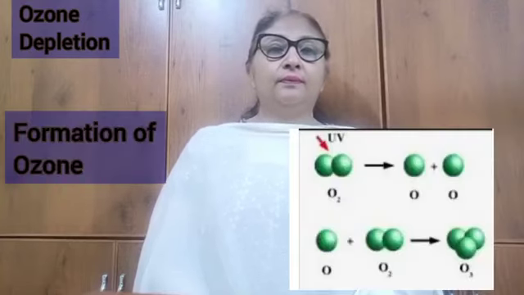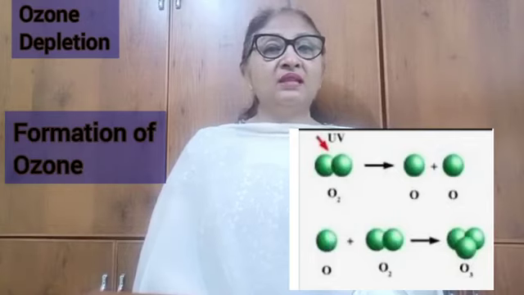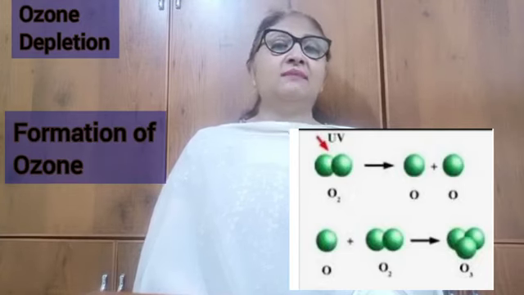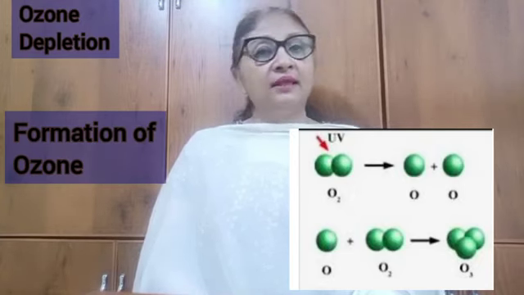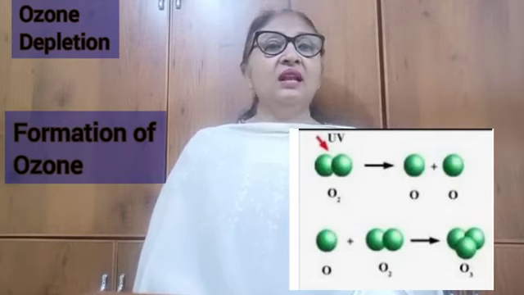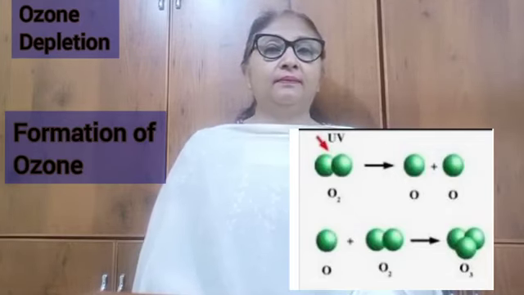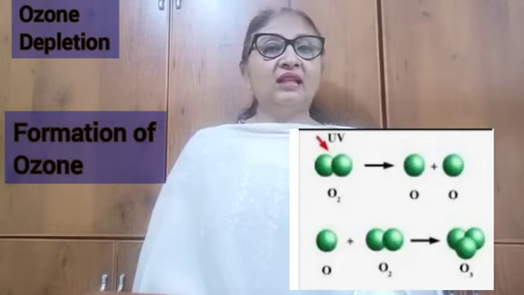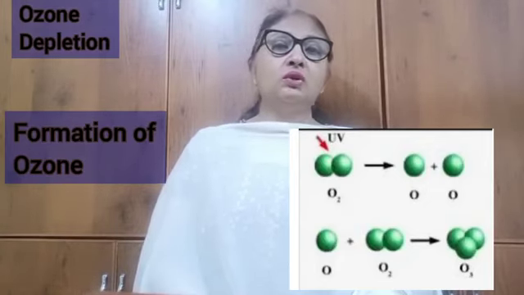Now, how is this ozone formed? The molecule of oxygen gets split by ultraviolet radiations into free atoms of oxygen. These free atoms of oxygen then combine with a molecule of oxygen to form a triatomic molecule of ozone.